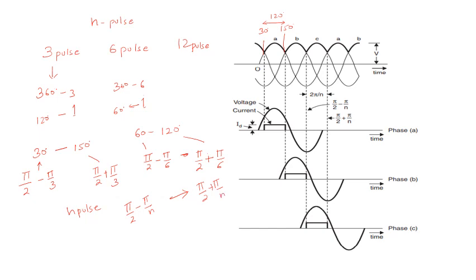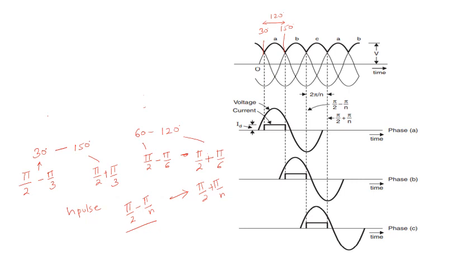So this is the limit for an n pulse converter. For an n pulse converter, the lower limit is pi by 2 minus pi by n, and it goes to pi by 2 plus pi by n. So this is a general way. If I want to calculate the RMS or average value of the current, as you can see here, all the currents are in sinusoidal form. You can use sine or cosine, whatever you want.